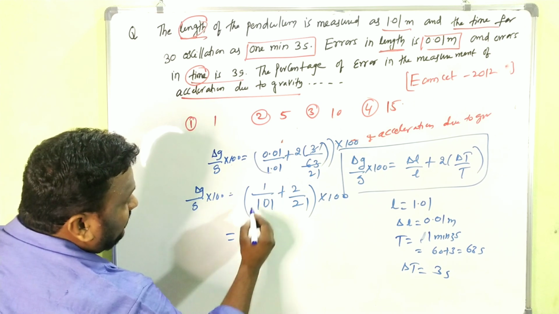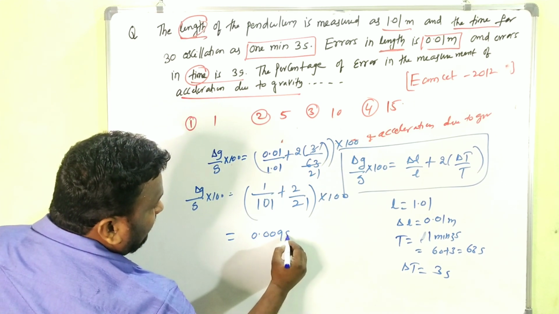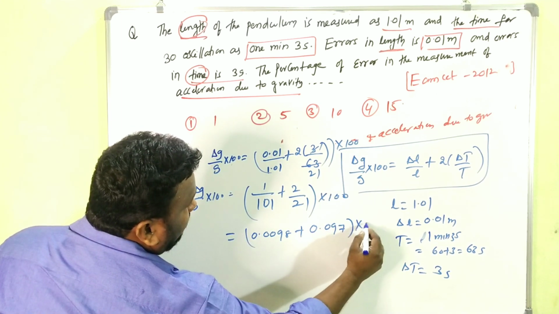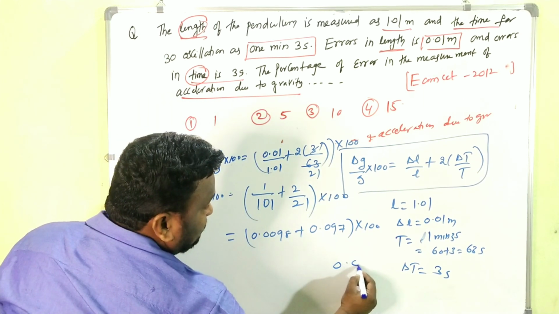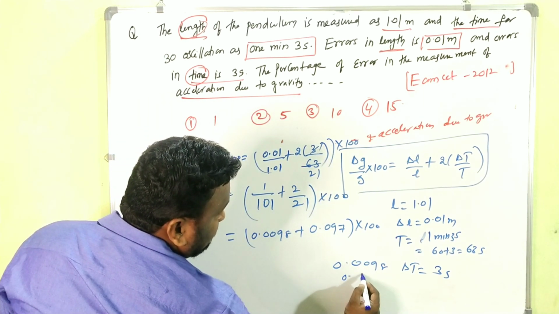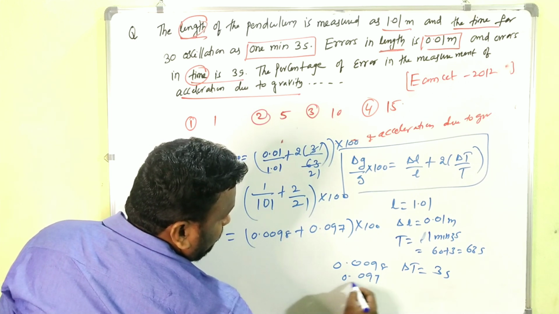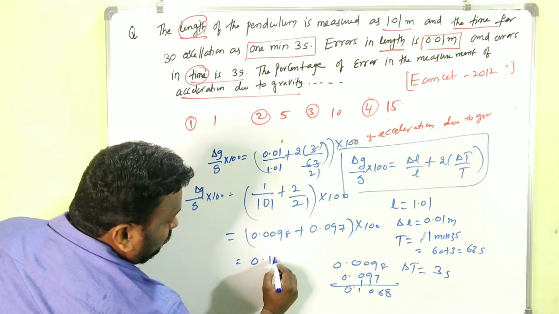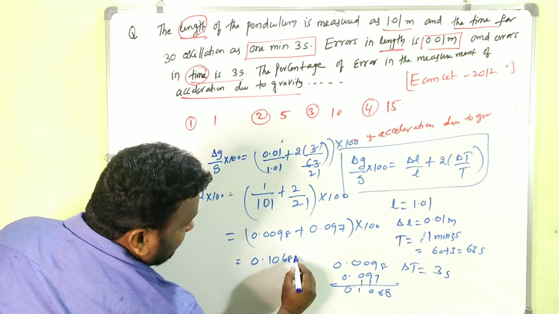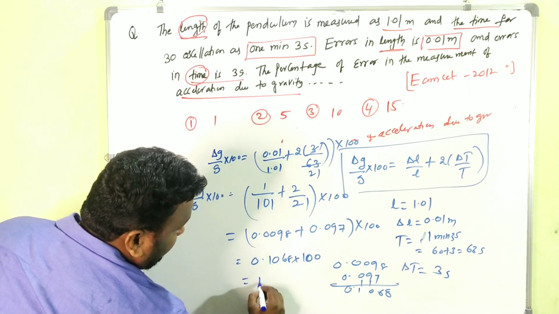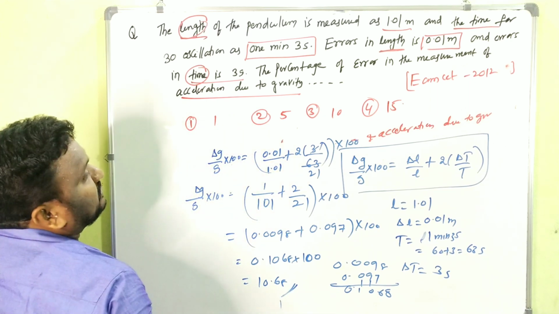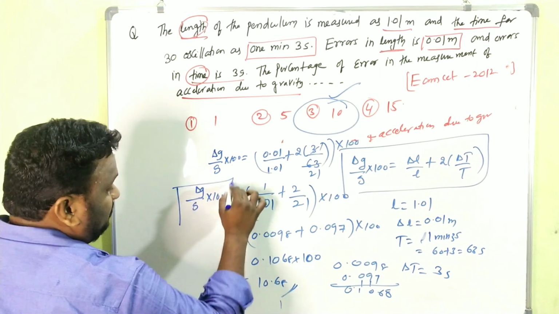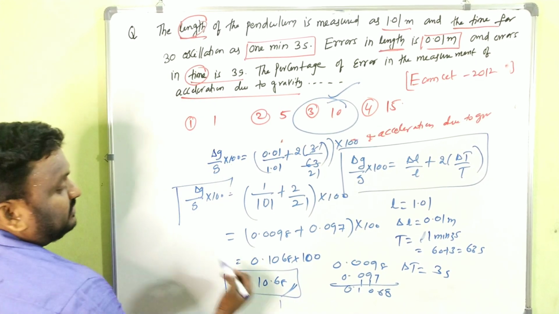By doing the calculation, we get 0.0098 and 0.097, so the sum is 0.1068, into 100. Then we get 10.68, approximately 10.7. So in this way we will find the uncertainty in the acceleration due to gravity.